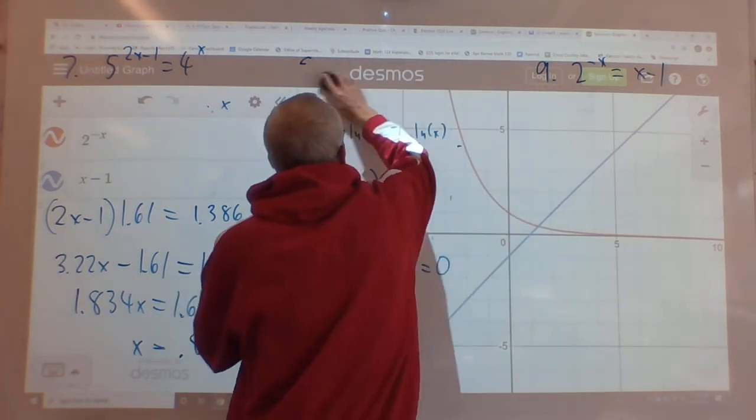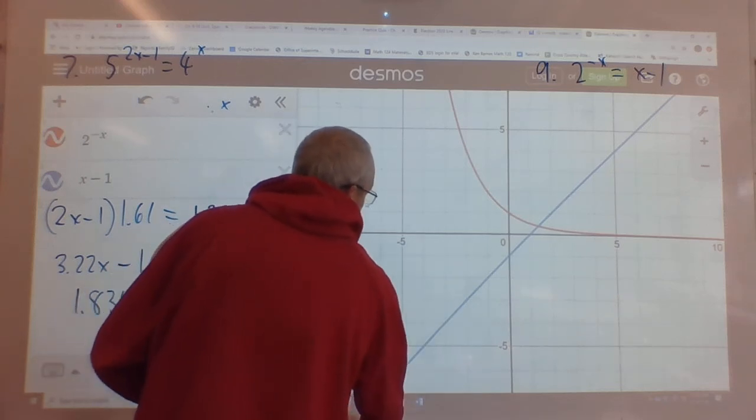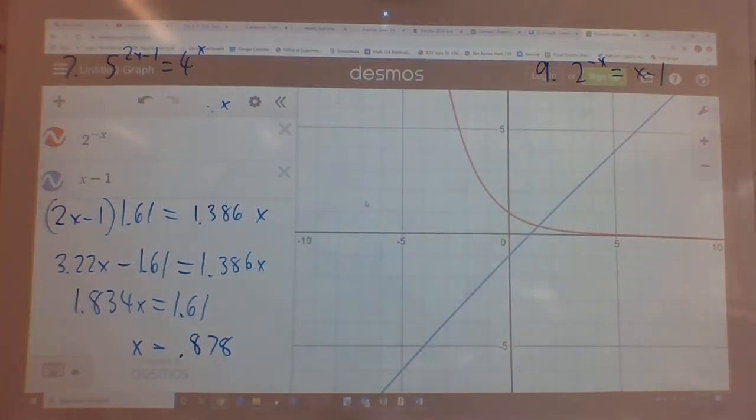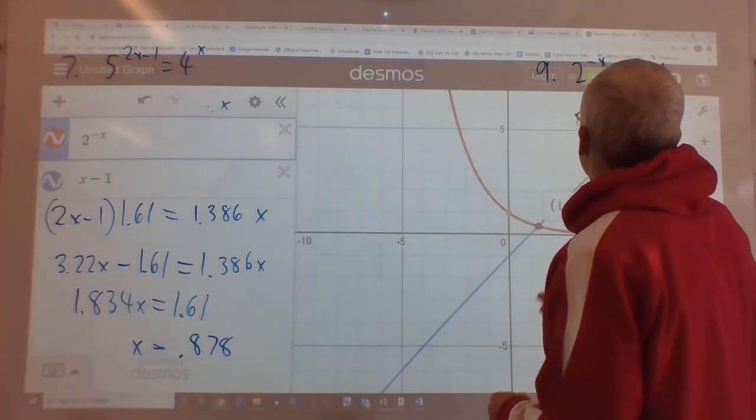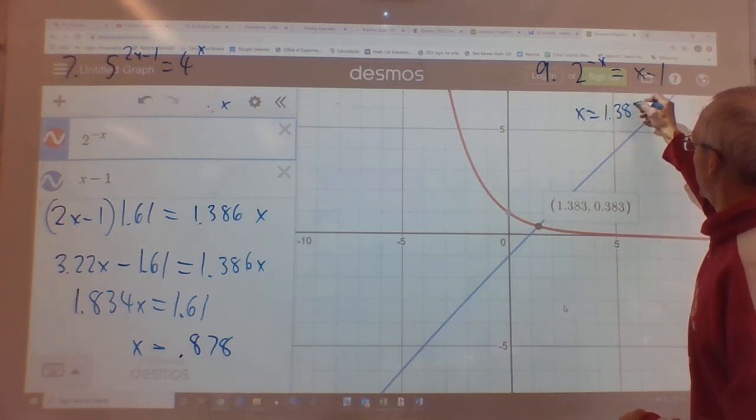So that's where they're equal, and the nice thing about Desmos is where they cross, you can click on it, and it will tell you the answer. So let me do that. Click on it there, and there it goes. It tells you the answer. The x value is 1.383. So the answer is, to make this work, x is equal to 1.383.